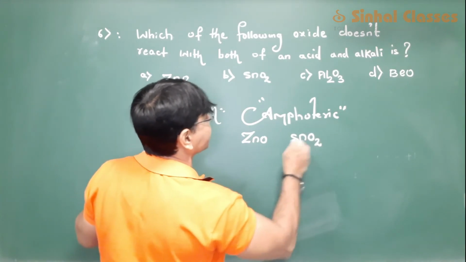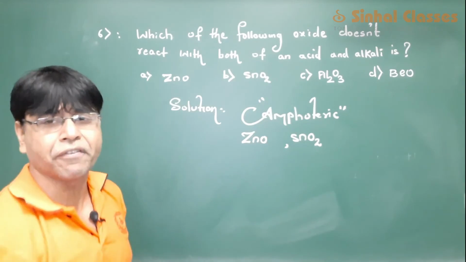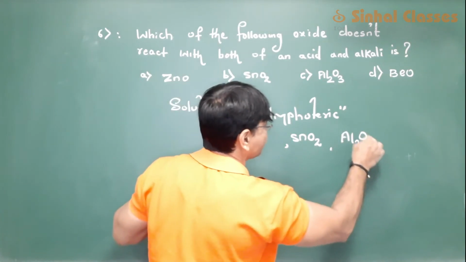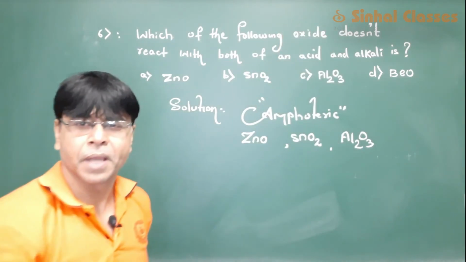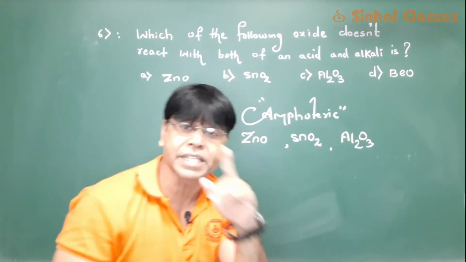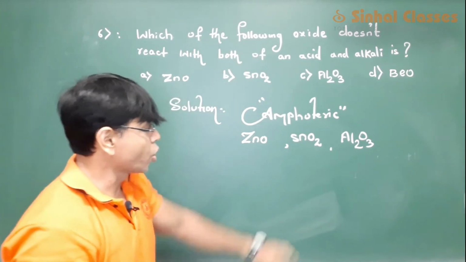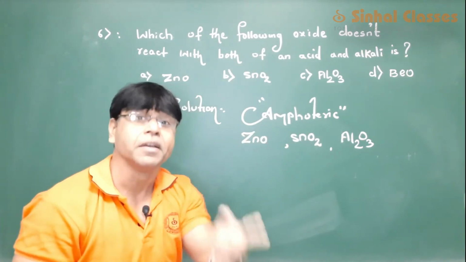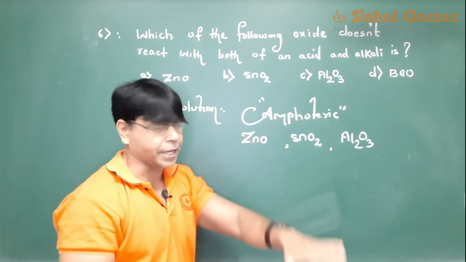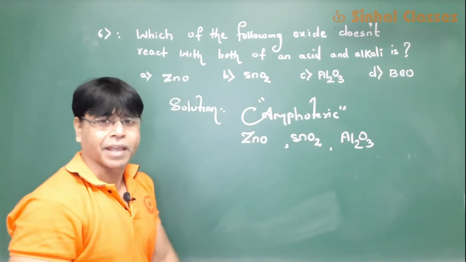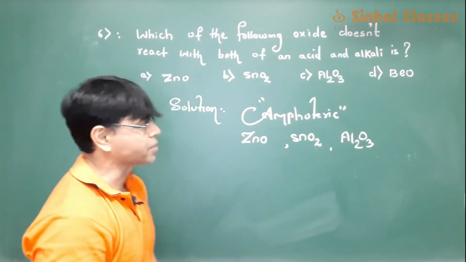Tin oxide, SnO2, is also amphoteric. Aluminium oxide is also amphoteric. Remember, their oxides are amphoteric, not the metal. So aluminium is not amphoteric; aluminium oxide is amphoteric. Now these three are amphoteric, and can react with both acid as well as base.